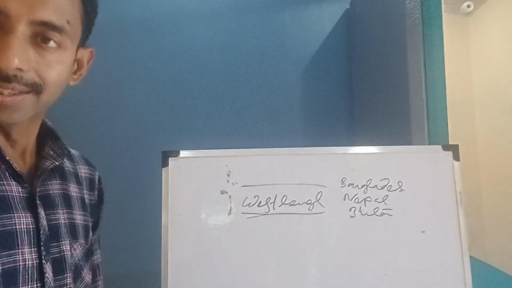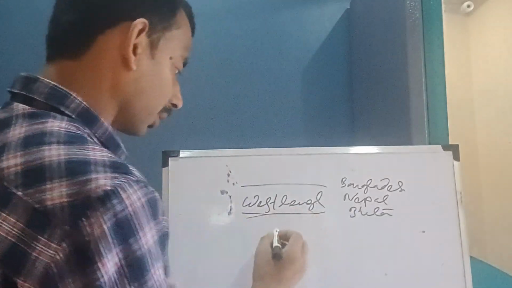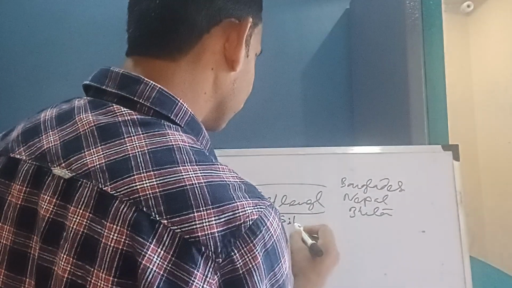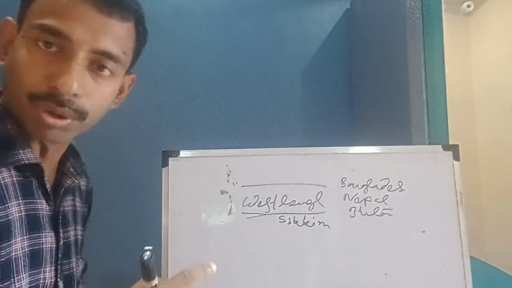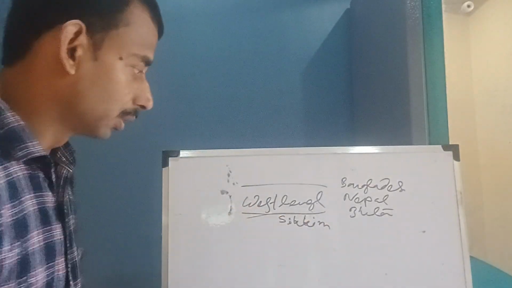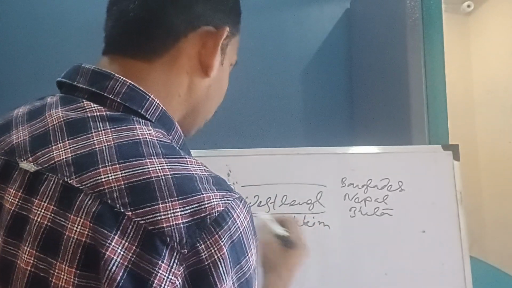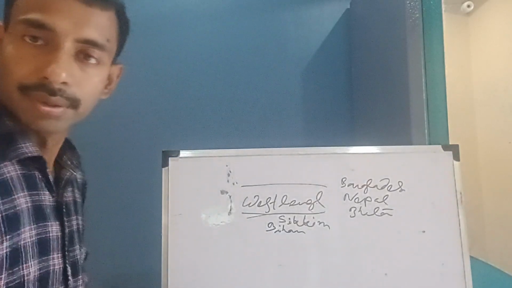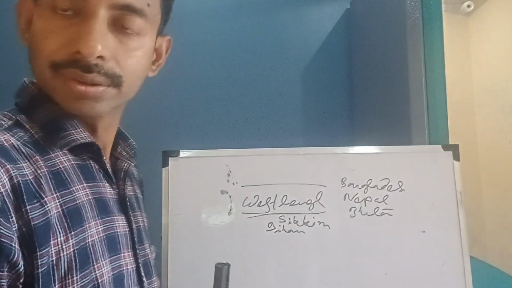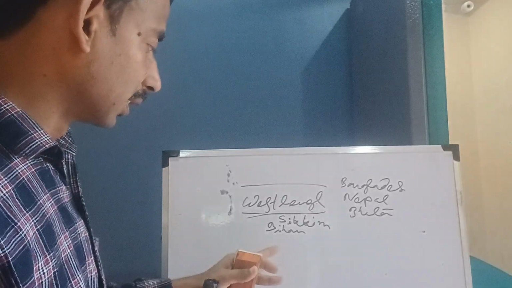And the national level borders, the state borders, are: Sikkim. Sikkim shares its border with West Bengal. Then Bihar. Bihar shares its border, Kishanganj is in Bihar. Then Sikkim, Bihar, Jharkhand.